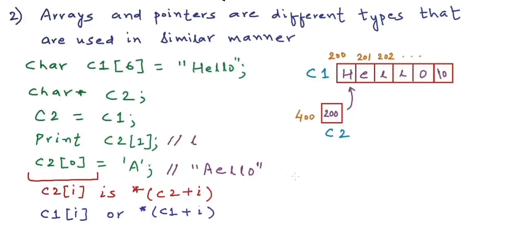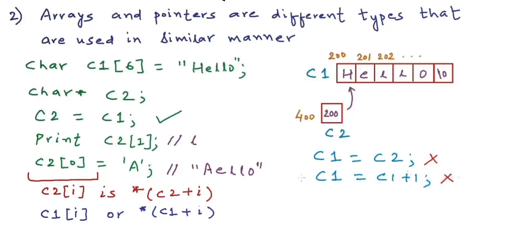Let us now look at the differences. We cannot modify an array with a statement like this: C2 equals C1 is valid, but C1 equals C2 is not valid. It does not make sense. This will give you a compilation error. We cannot even say C1 is equal to C1 plus 1. We cannot increment or decrement this variable C1. We can do it for C2, which is a pointer variable.